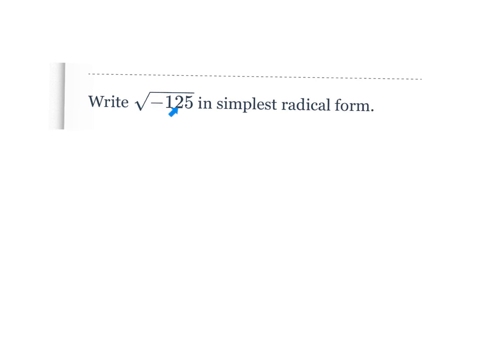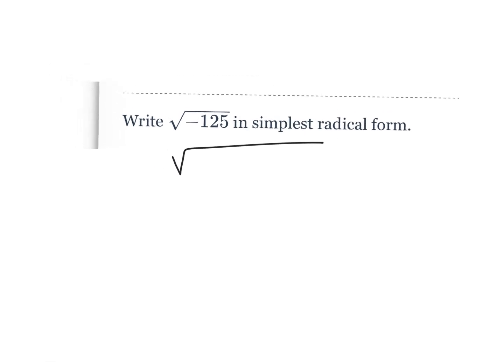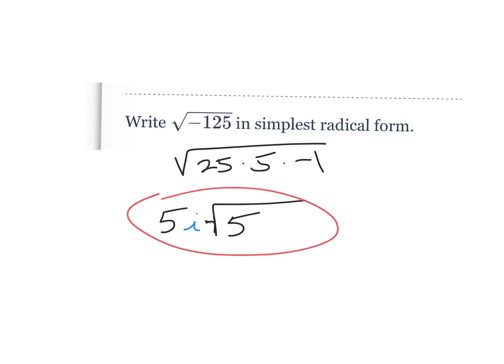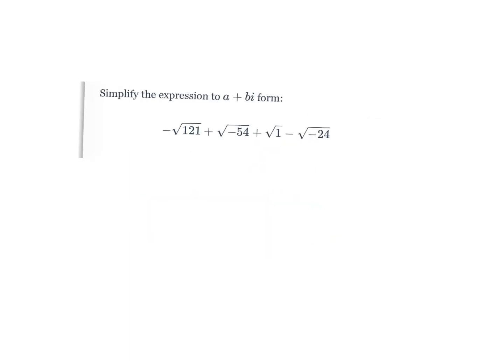Okay, in this one here, we're going to write the square root of negative 125 in simplest form. Well, again, the square root of negative 125 would be made up of 25 times 5 times negative 1. Well, the square root of 25, of course, is 5. So 5 is going to come outside. And then the square root of negative 1 we call I. So we're going to write 5I. And then what's left is the square root of 5. So that will be our simplified answer there: 5I square root 5. All right, let's move on.